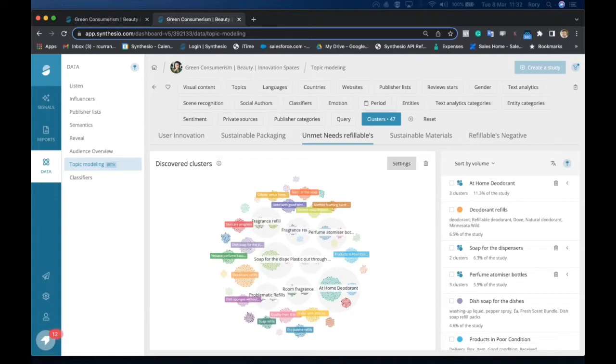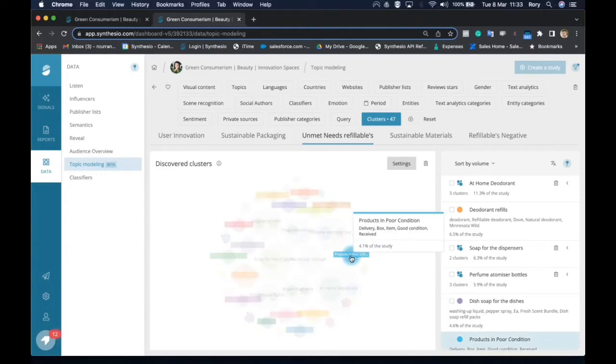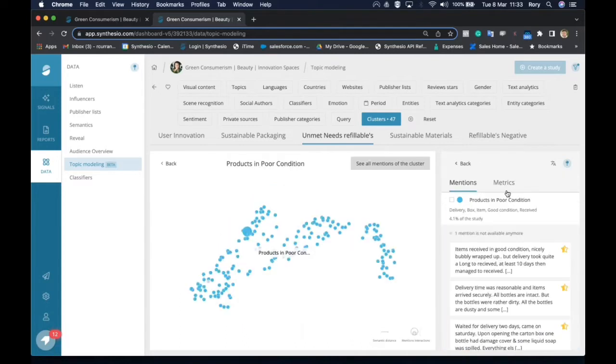This is a huge advantage of Synthesios versus other tools in the market who traditionally focus on a keyword. So first of all, when it comes to unmet needs, you'll see here the tools automatically identify these clusters. This is 100% AI generated. When we come to explore these clusters, what we'll actually be able to see is that there's a lot of conversations emerging around problematic refills. We can also see there's clusters around products being in a poor condition.